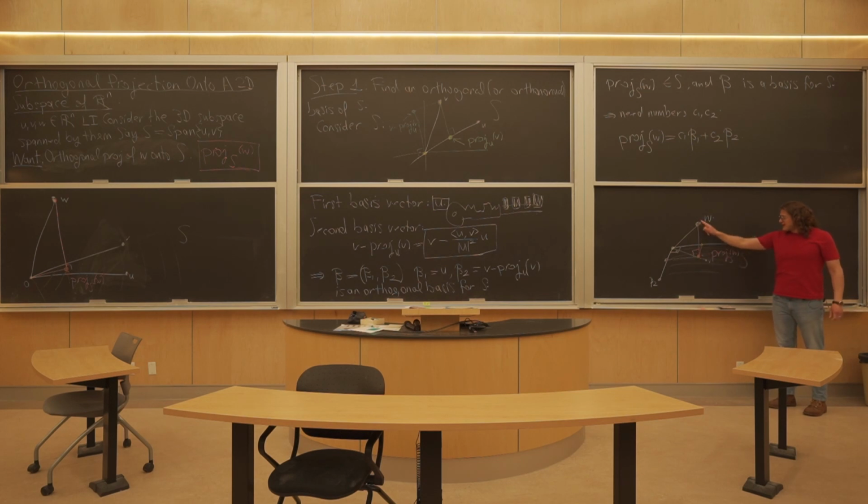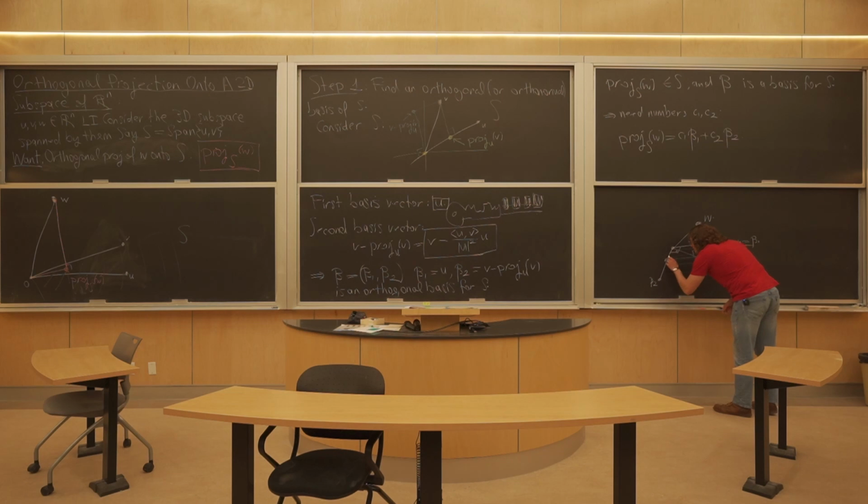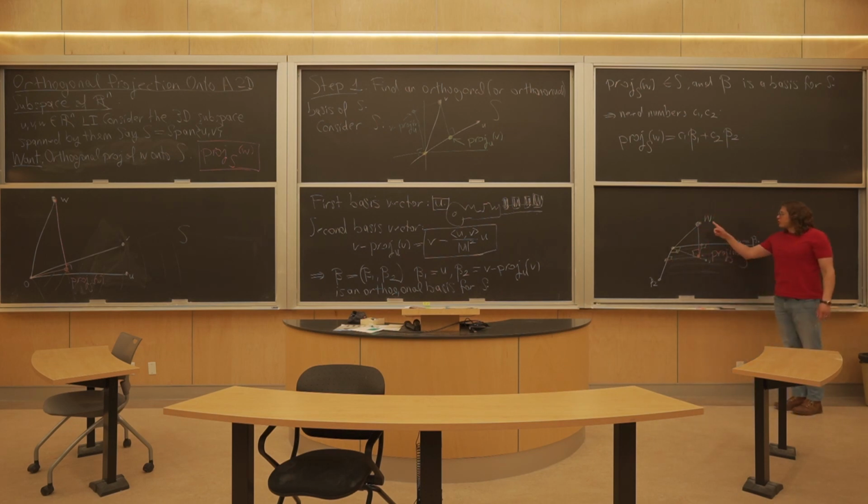So this red line segment is perpendicular to the yellow plane. Okay? Which means that if I were to take this and move it around this way so that I see this point, so this I want to be 90 degrees and this I want to be 90 degrees as well. The point is that this is going to be the orthogonal projection of W onto beta 2.